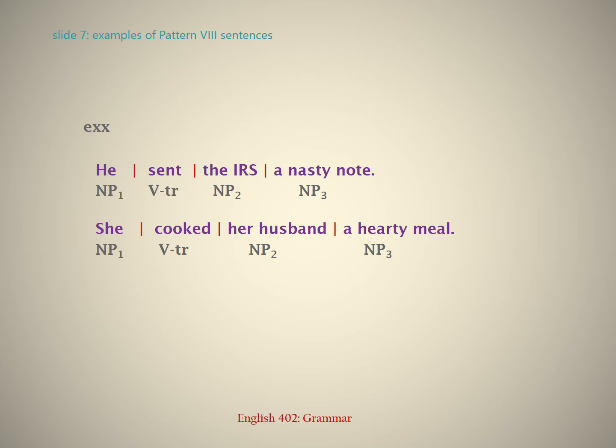Examples. He sent the IRS a nasty note. He, NP1, sent, VTR, the IRS, NP2, a nasty note, NP3. She cooked her husband a hearty meal. She, NP1, cooked, VTR, her husband, NP2, a hearty meal, NP3.